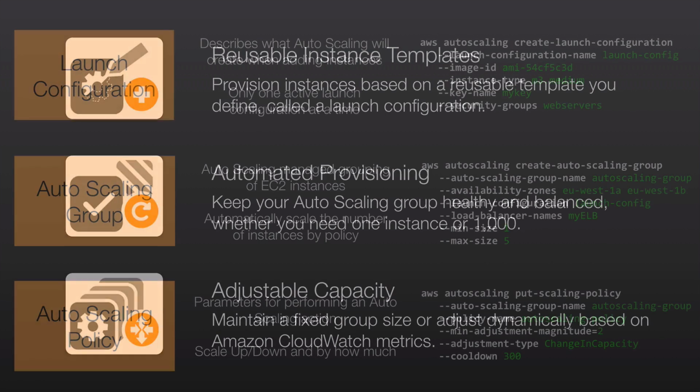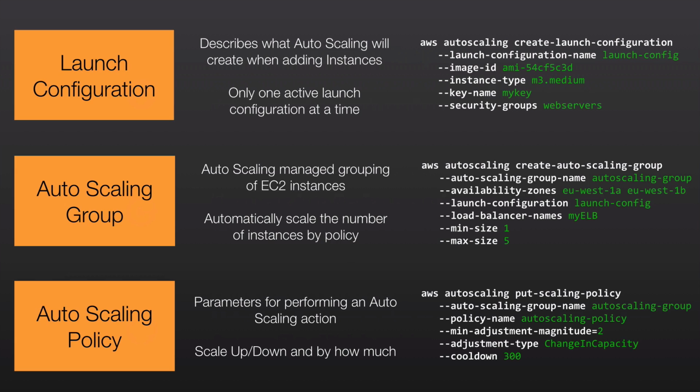And when creating an auto-scaling group, three things are required: a launch configuration, which defines what auto-scaling will create when adding instances. It's a one-to-one mapping, one launch configuration per auto-scaling group at a single time. And as an example, there's a command line execution for creating a launch config. Then you have your group, an auto-scaling managed grouping of EC2 instances, which automatically scales the number of instances according to policy. And you can see an example command line for creating an auto-scaling group there on the right.